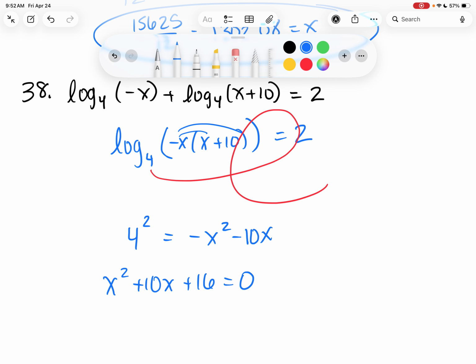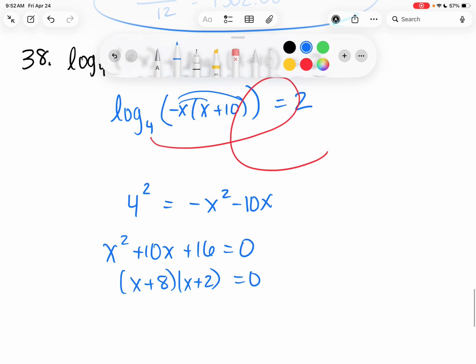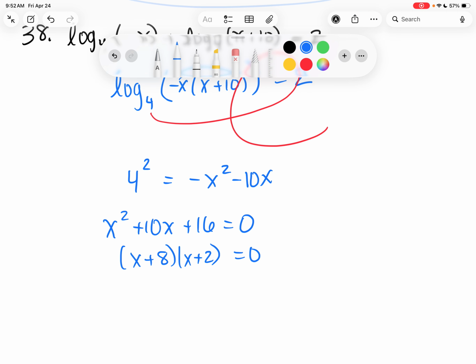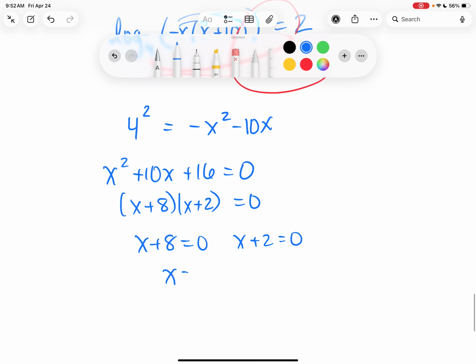And now we get to do our favorite thing in the whole world and factor. Ow. So I need factors of 16 that add up to 10, 8 and 2. So this is x plus 8, x plus 2 equals 0. Set each piece equal to 0 and solve. X plus 8 equals 0, x plus 2 equals 0. So x equals negative 8 and x equals negative 2.